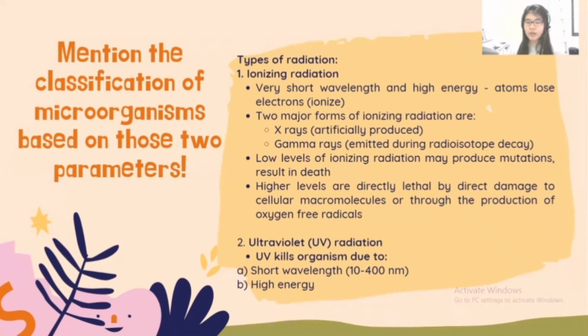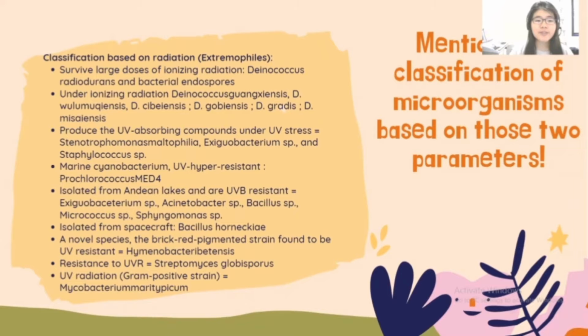Second is UV radiation. UV radiation kills organisms due to its short wavelength and high energy. Classification based on radiation is categorized as extreme environments. Survivors of high doses of ionizing radiation are Deinococcus radiodurans and bacterial endospores. Resistant to ionizing radiation are Deinococcus bonsiensis, Pulmonoensis, Sibariensis, Coopereensis, Gradis, and Mysiensis.